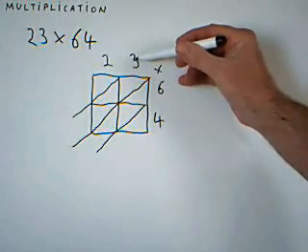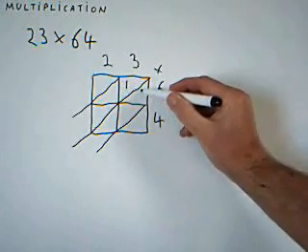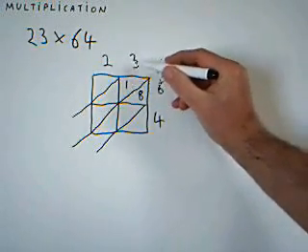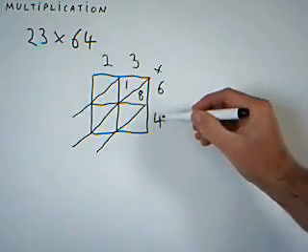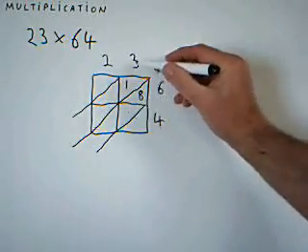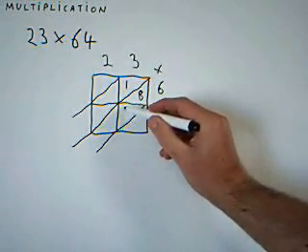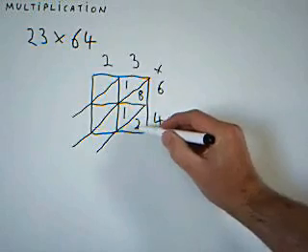6 times 3 is 18. Put the 1 there and the 8 there. So it corresponds to that box. See? This one here, this box, is the multiplication of those two numbers. So it's 3 times 4 is 12. So the 1 goes there, 2 goes there.